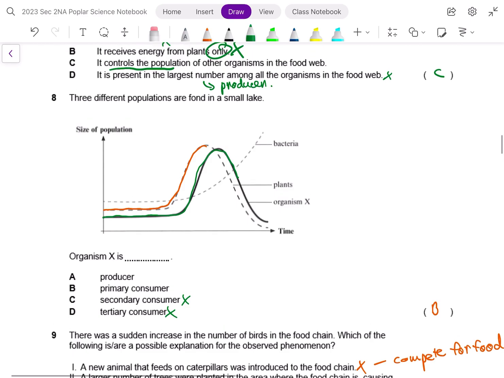So basically it controls the population of all the organisms. Okay, so 3 different populations are found in a small pond. You can see that for organism X, it is always more than the plant until a certain stage because of the bacteria it drops down, more than the plant. So they are the primary consumers, directly affected by plants, affected by the number of plants.